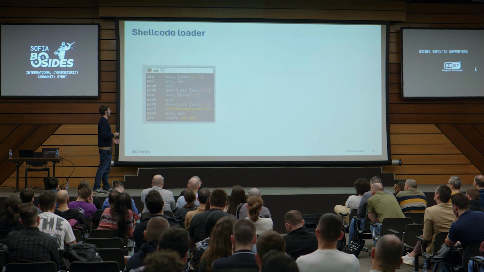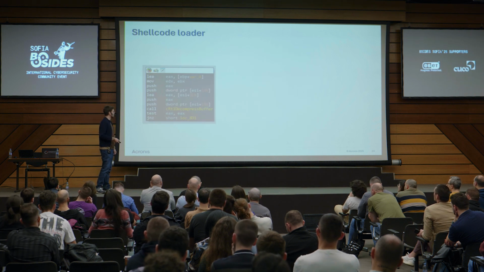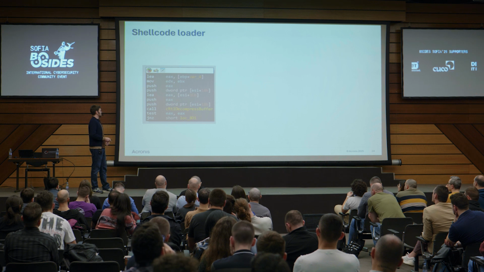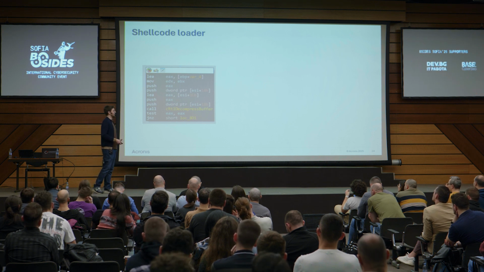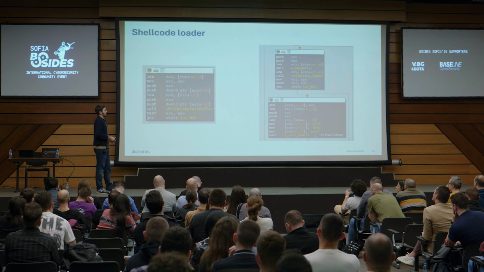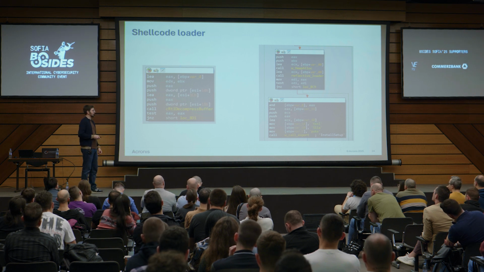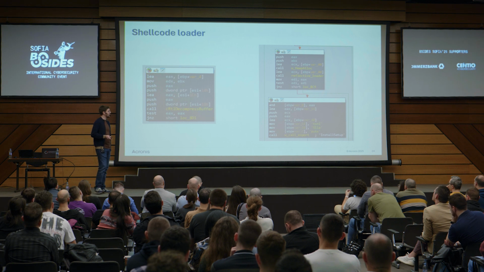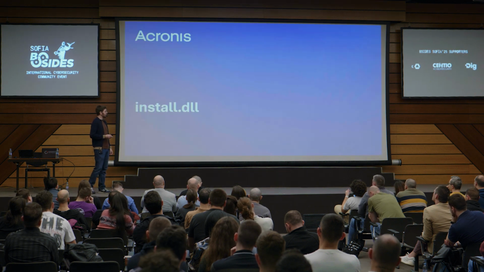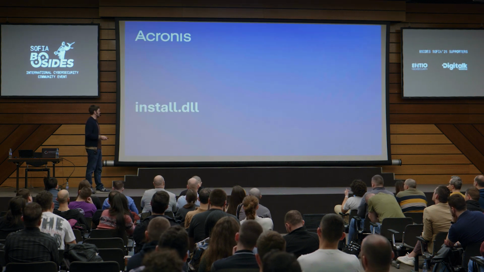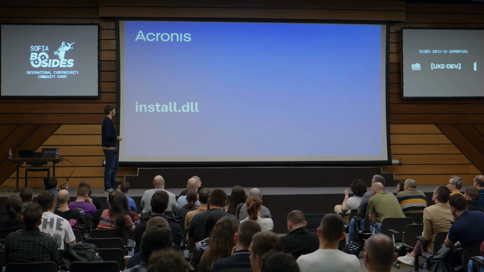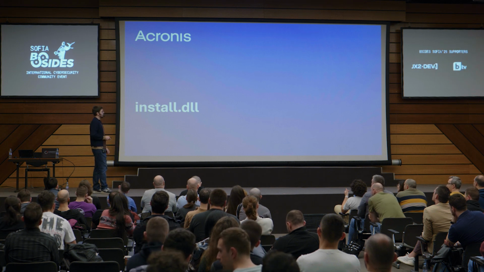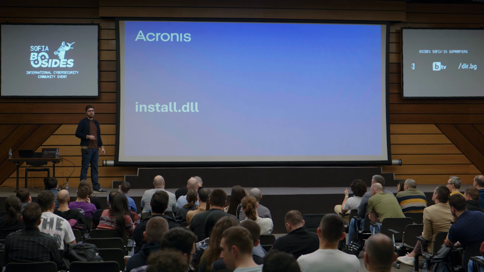The next stage is a simple shellcode loader. It uses API hashing and RtlDecompressBuffer with the compressed buffer to decompress the next stage, which reflectively self-injects another DLL and calls its export InstallSetup. So the next stage is another DLL, the install DLL, with the InstallSetup exported function, which is responsible for persistence.